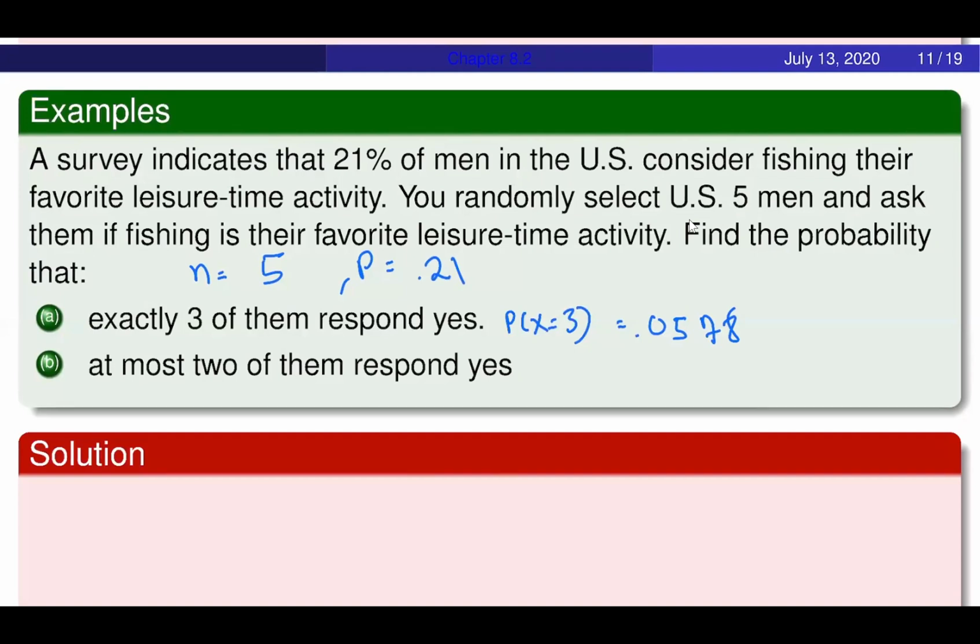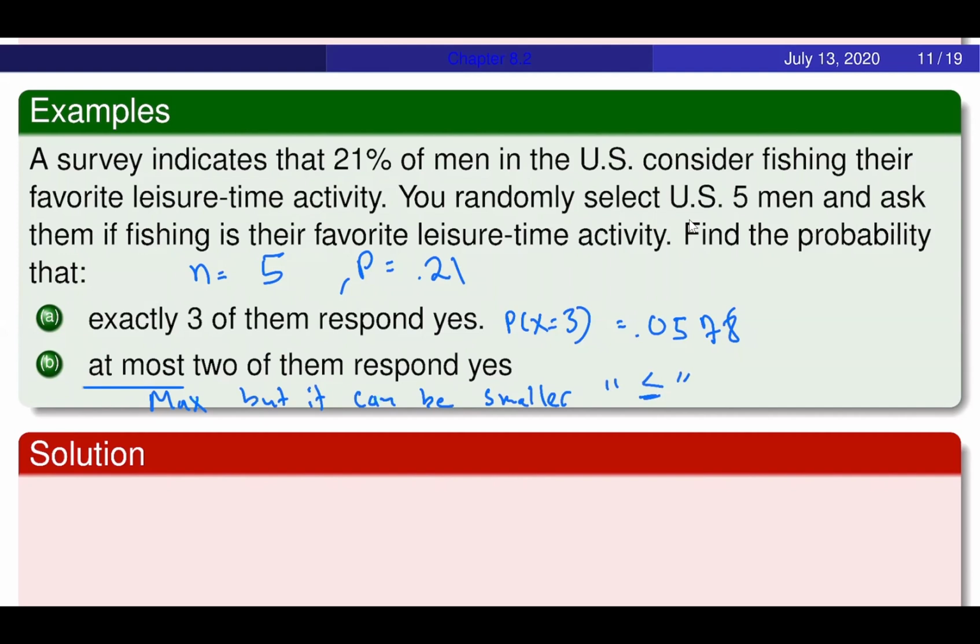All right, so part B says at most 2 of them respond yes. If you look right here, it's not saying at least, it's saying at most. So at most means that's the max, but it could be smaller. Anytime you see the words at most, it's telling you that's the max, but it could be smaller than that value. If you want the mathematical inequality, it should be less than or equal to. We're saying it could equal this number, but it could also be smaller than this number.